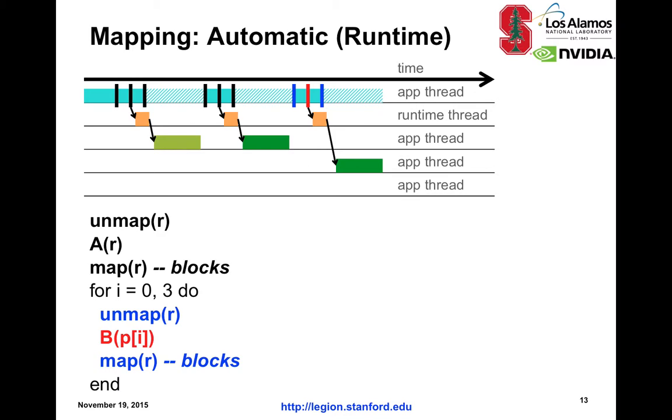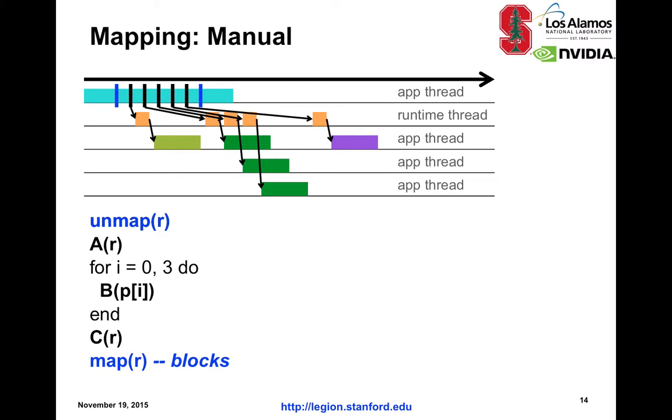Obviously, a user can do a much better job, particularly when the task itself didn't actually need access to the data between every task. For sequences of consecutive task calls with no data access in between, the user can just emit one unmap call at the beginning and one map call at the end and ensure that the runtime doesn't have to block for access to the data between any of the task calls.